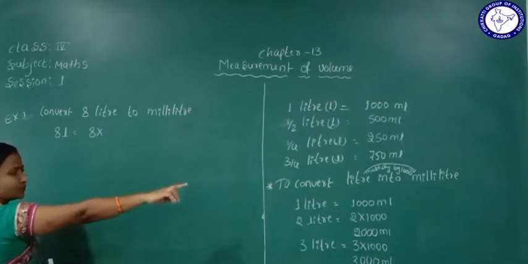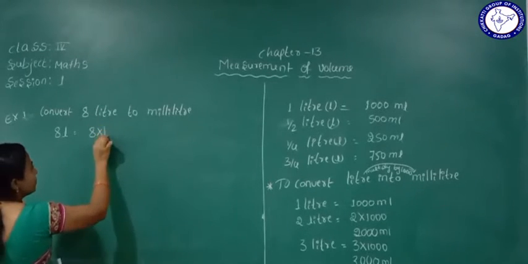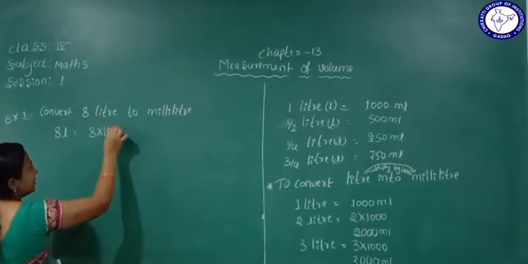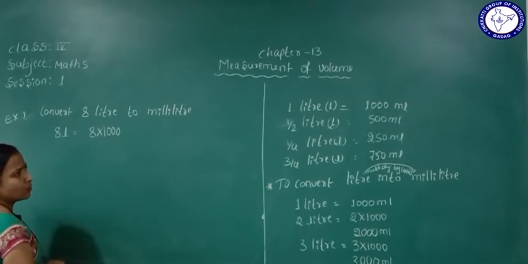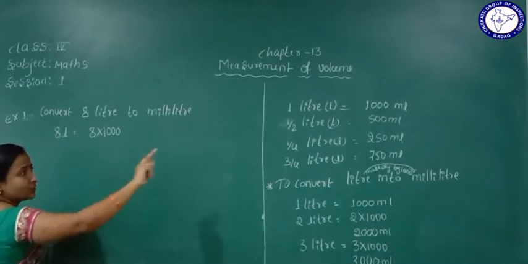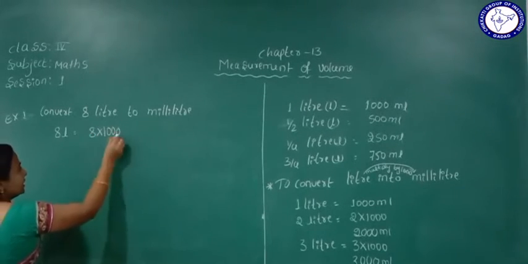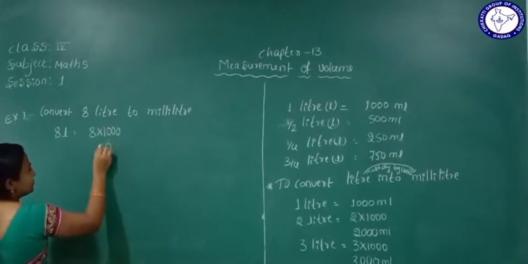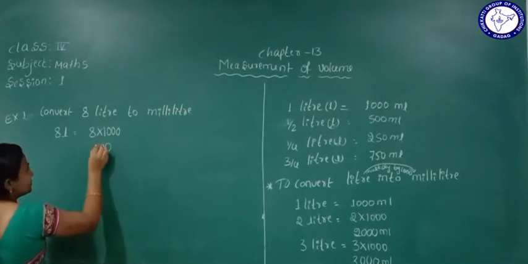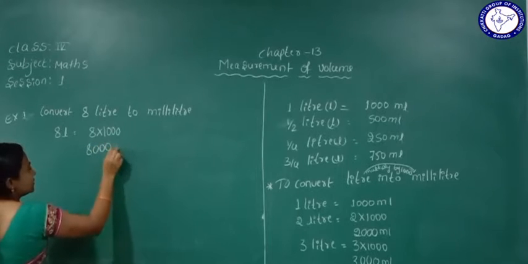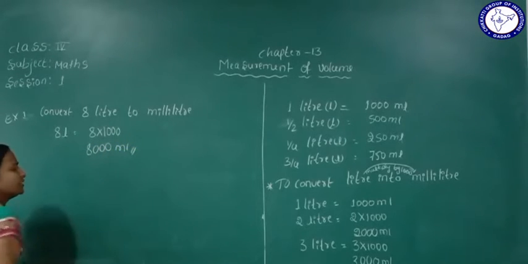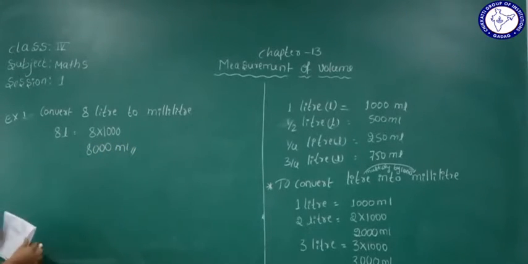8 into how much will we be multiplying here? 1000. Why are we multiplying by 1000? Because 1 liter is equal to how much milliliter? 1000 milliliters. So we will be multiplying by 1000. 8 zeros are 0, 8 zeros are 0, 8 zeros are 0, 8 ones are 8. So the answer is 8000 milliliters. Okay.